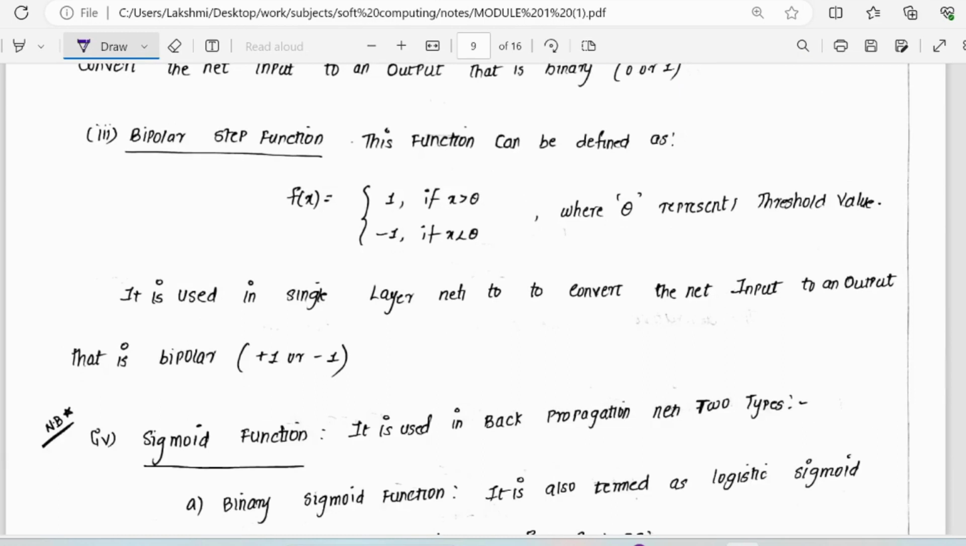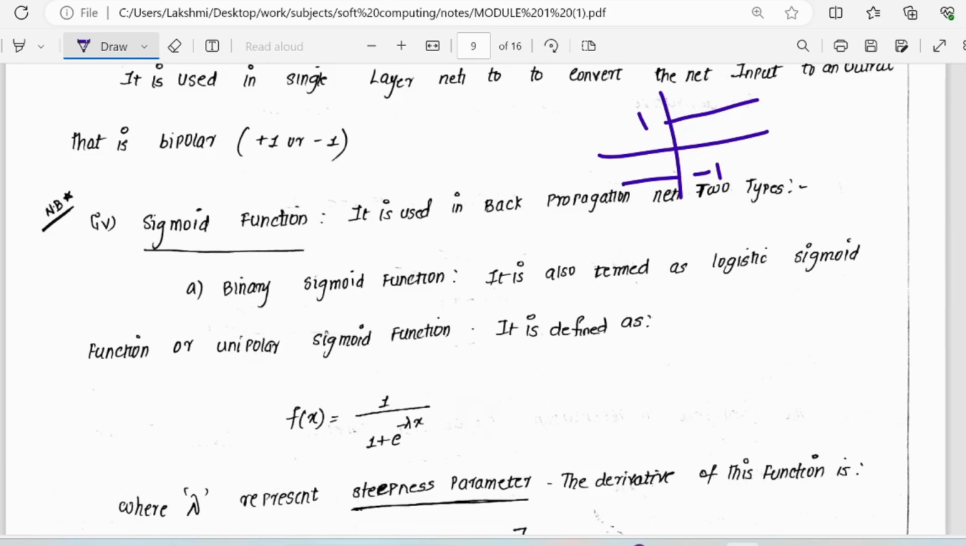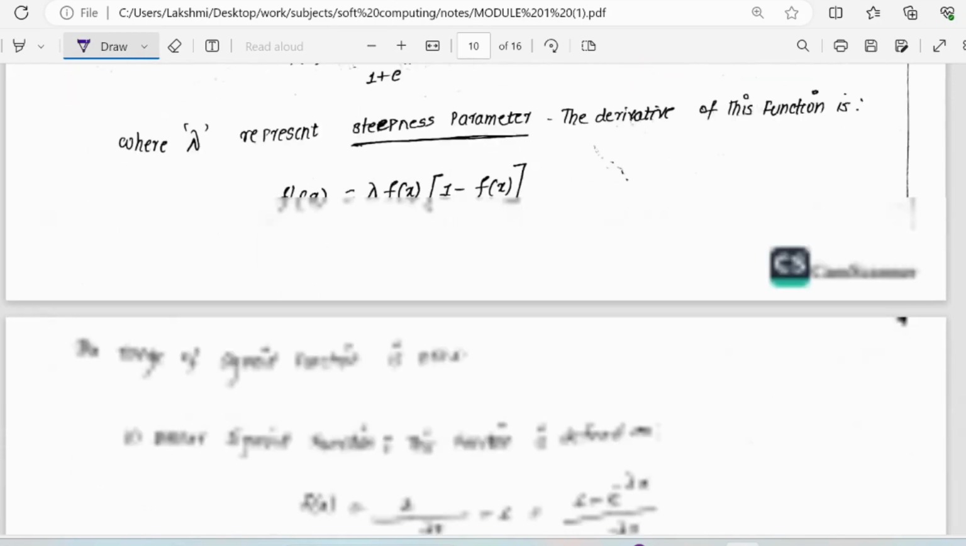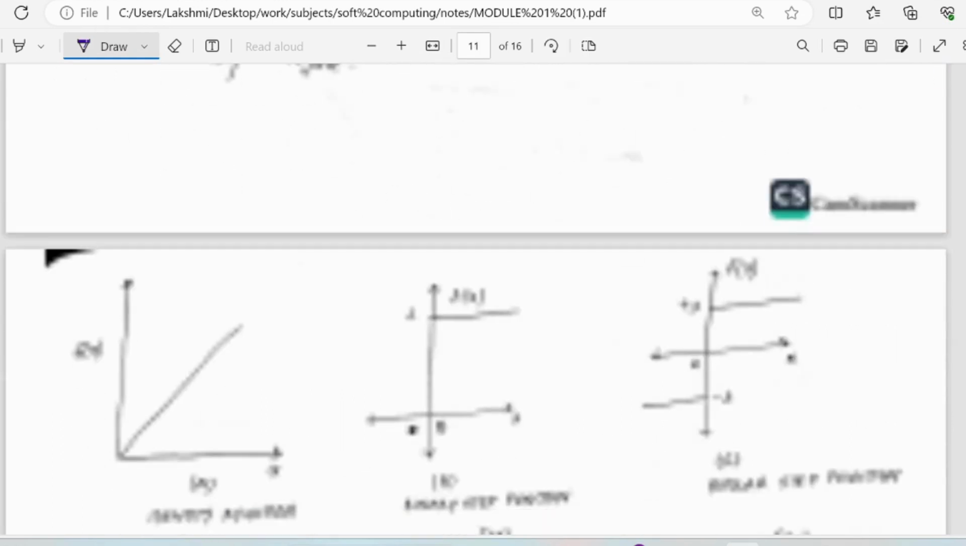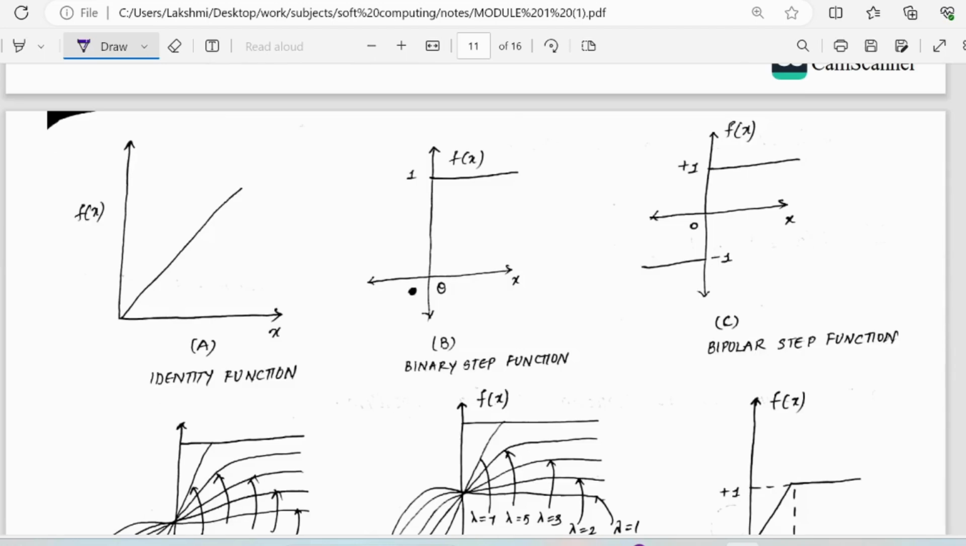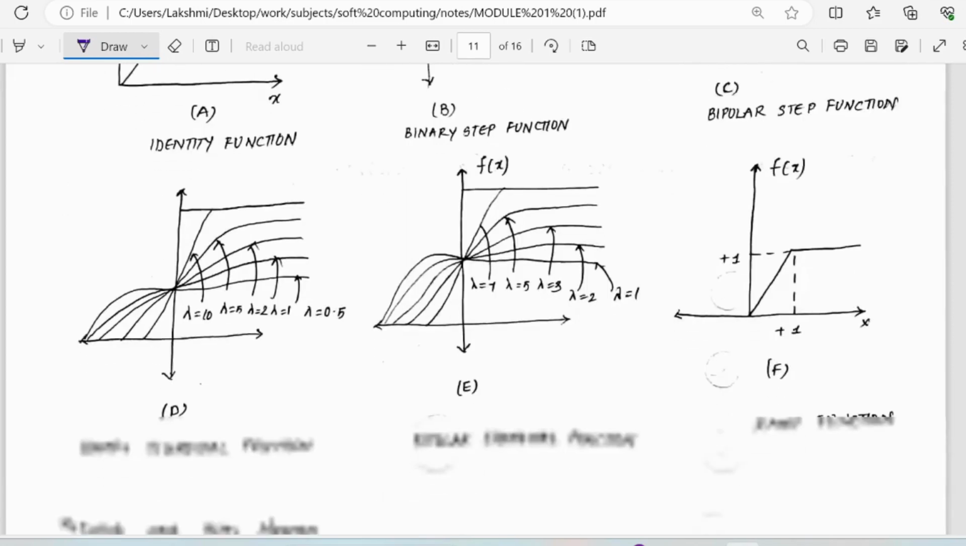Similarly, you have a bipolar step function where the output is going to be one of two values, 1 and -1. All these are just simple equations, and you also have to learn the graph. You have to learn each one of them specifically. It's an essay question, or as I told you earlier, you can also be asked to write specifically about a particular activation function. The graphs are given over here, so you can learn the graph also.